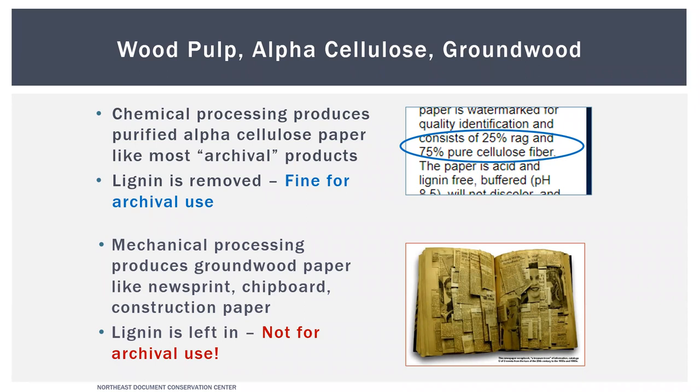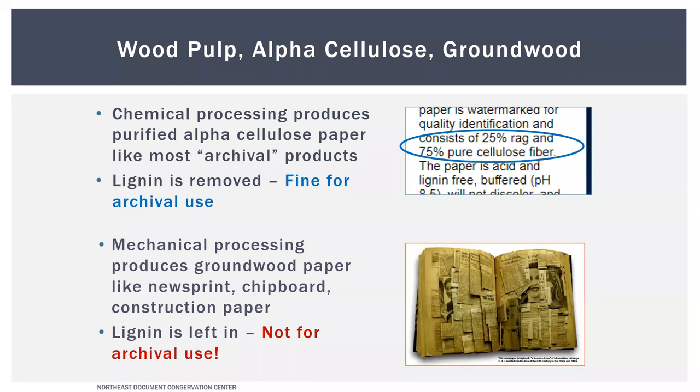Mechanical processing produces paper using the entire tree and is consequently less expensive, but the paper produced this way is not appropriate for archival storage because the lignin makes it acidic and unstable over time. It is worth mentioning that some groundwood papers can be sold as acid-free if they are buffered, but they will still discolor and break down eventually.